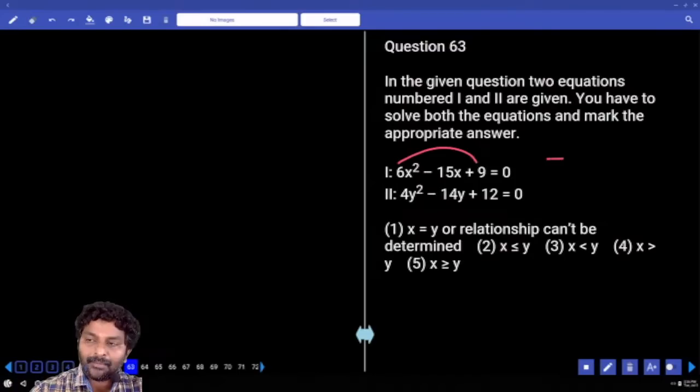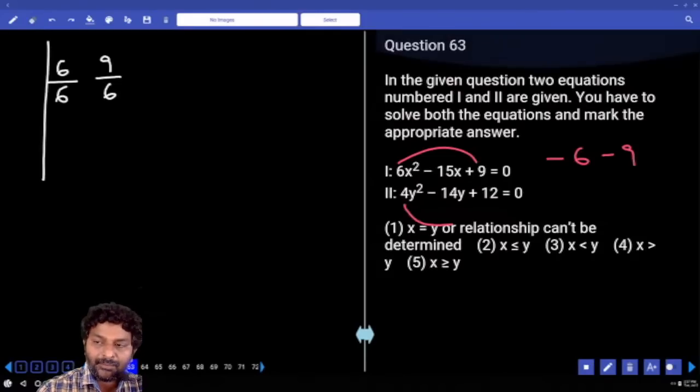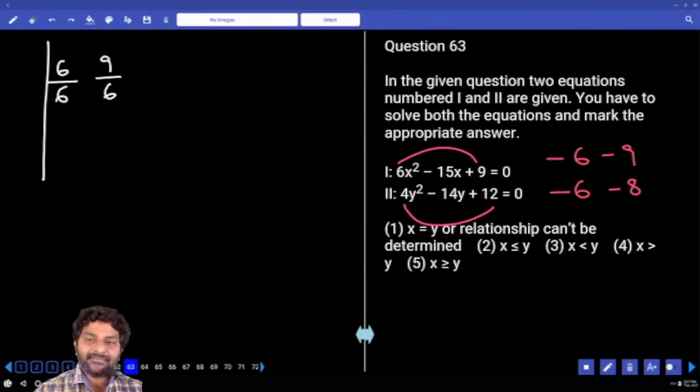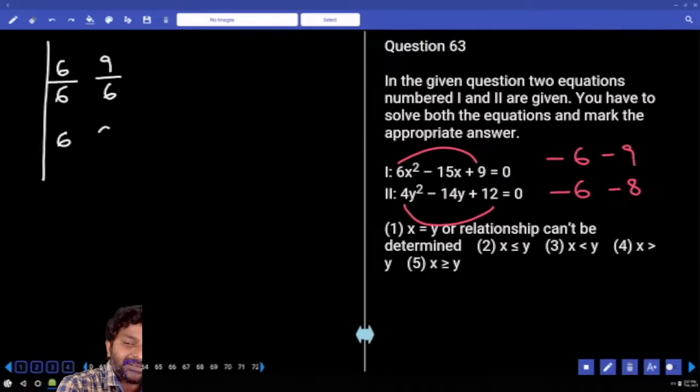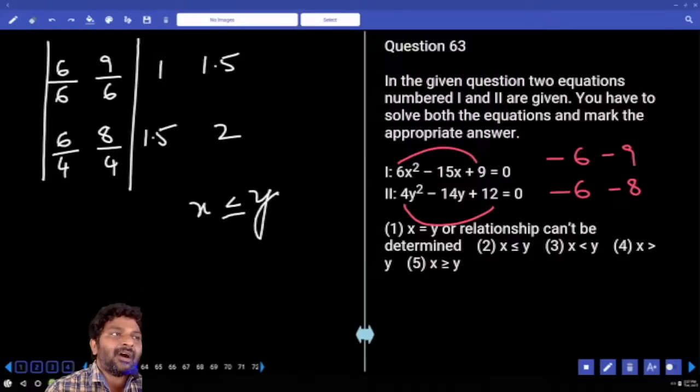Come on. Minus 6 minus 9. Factors are plus x plus 9 divided by 6. Okay. Then product is 48. Minus 6 minus 8. Then factors are plus x plus 8 divided by, okay. Now let's simplify values. 6 by 6 is 1, 9 by 6 is 1 and a half, 6 by 4 is 1 and a half, 8 by 4 is 2. X is less than or equal to y.